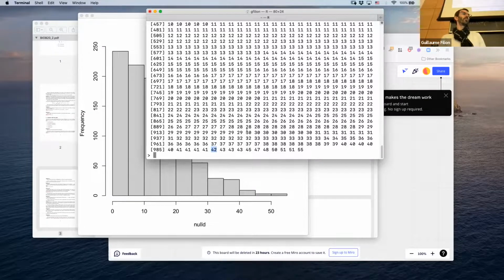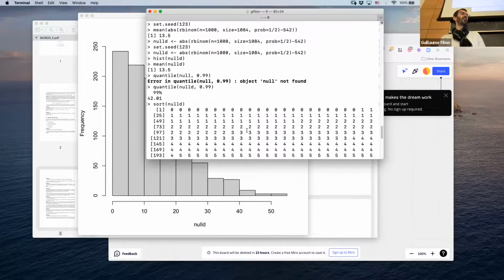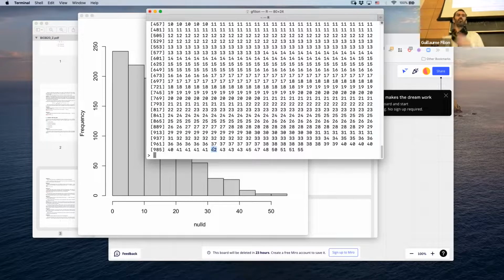All right, so here I have 99% of the values on the left of the 42 that I highlighted here, and 1% of the values on the right. That is what a quantile is. So the median, which is the quantile at 0.5, means sort the values, pick the one in the middle.